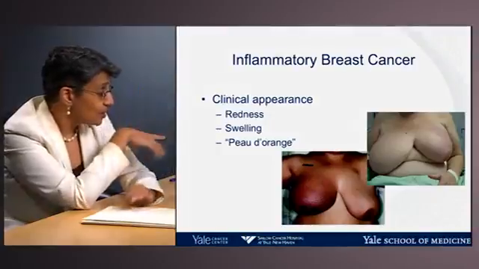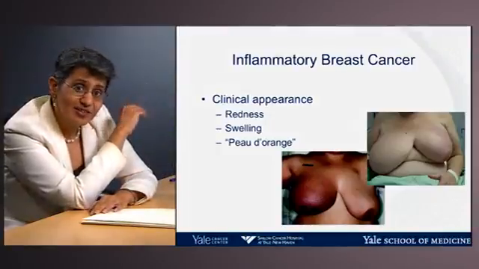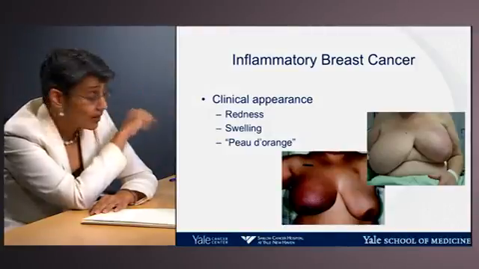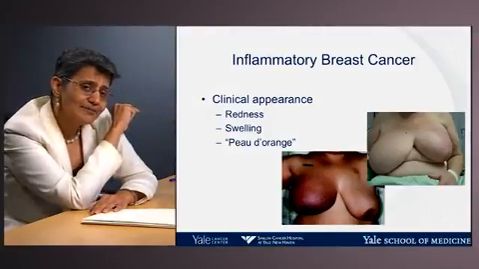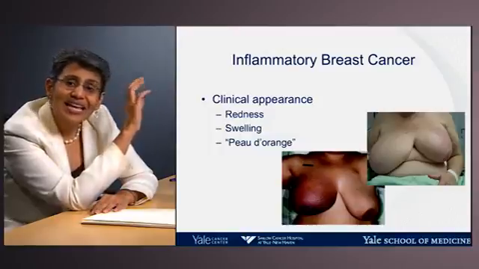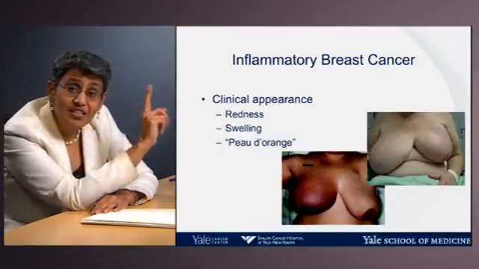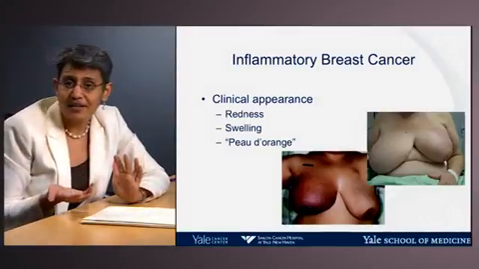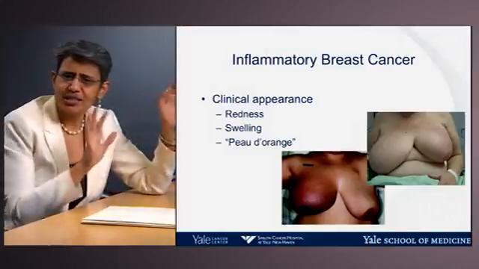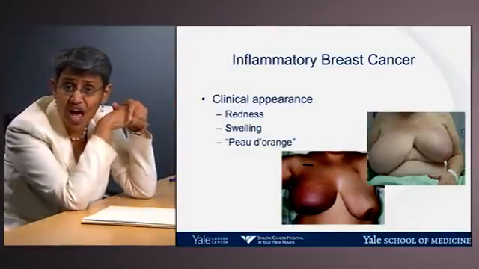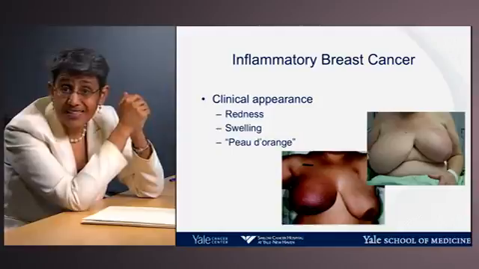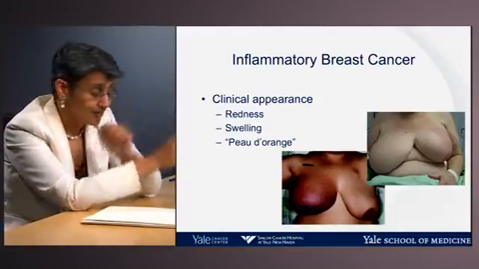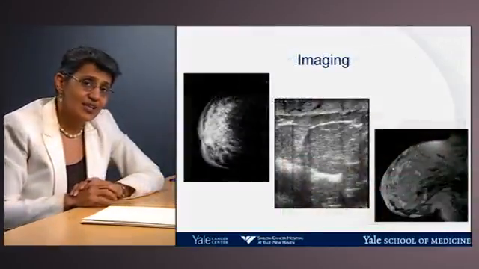Now, the picture on the left clearly looks like an orange peel. Most of you could probably pick that one up. But the picture on the right may be a little less so. It can be subtle, but it's something that I don't want you to miss. Oftentimes, this can be confused with mastitis. People think, well, this is just a little breast infection, and that's fine. If it doesn't go away with antibiotics, you need to be thinking about inflammatory breast cancer. And it's important that you make that diagnosis.